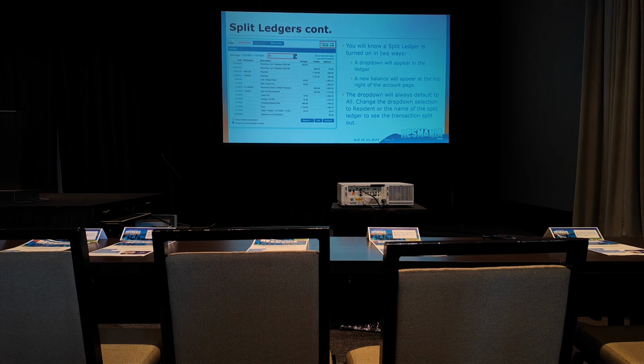So with the drop down, when you click the blue drop down arrow, you can then toggle between resident and HAP. When you do, the ledger completely changes to just those areas. All right. So this is a split ledger. Any questions here?